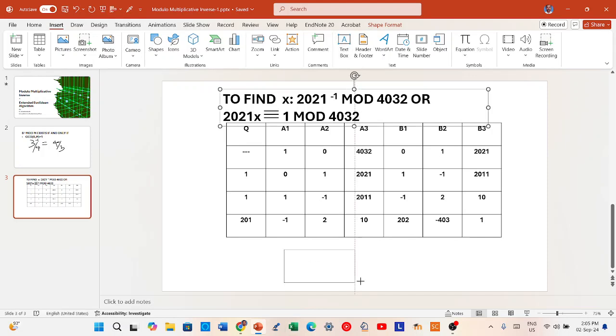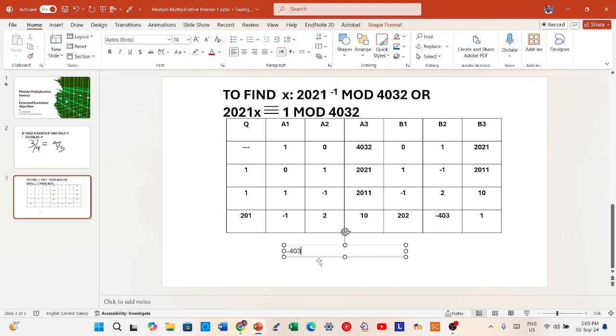X is equal to minus 403 mod 4032, which is equal to 4032 minus 403, equal to 3629 mod 4032. You can check if you want. The answer is x equal to 3629 or minus 403. So x is going to be 3629. Checking: 2021 into 3629, divided by 4032, gives 1 as remainder.